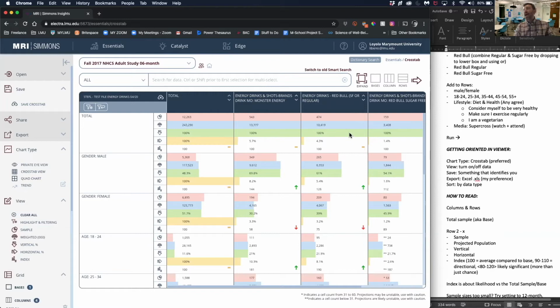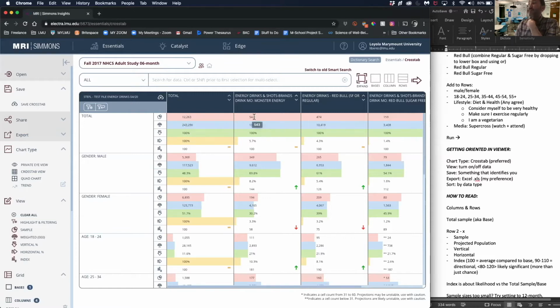Let's look at how to read a crosstab. Again, we have our columns and then our rows. Let's look at this first row. It's total. This is our total study sample. We did the 6-month study sample, so our total sample size is precisely 12,263 people.